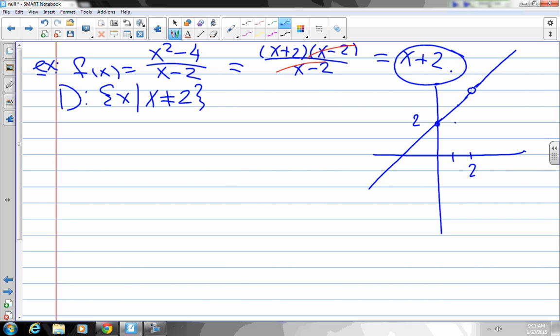So sometimes if you have a graph and you want to put a hole in it at a certain value x, you put the same factor in the numerator and in the denominator. So it just changes the domain without affecting the general shape of the function.